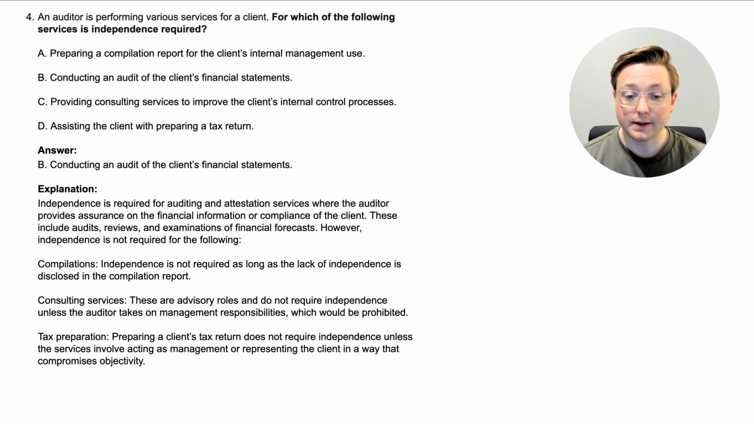Consulting services. These are advisory roles and do not require independence unless the auditor takes on management responsibilities, which would be prohibited. So you cannot be taking on management responsibilities as an auditor. That definitely causes an impairment on independence. And finally, tax preparation. Preparing a client's tax return does not require independence unless the services involve acting as management or representing the client in a way that compromises objectivity.